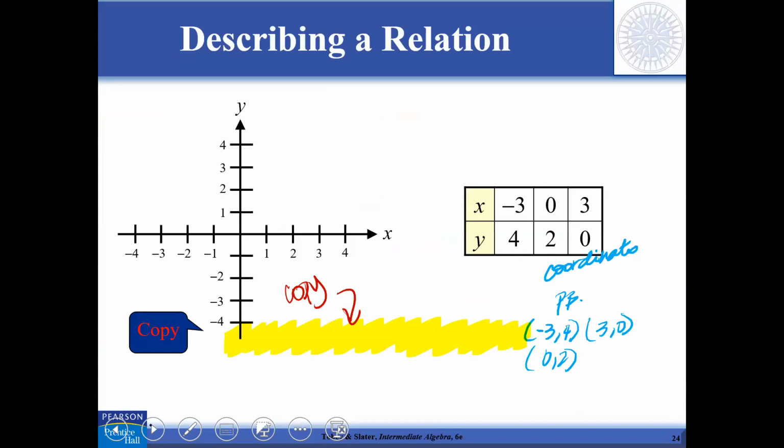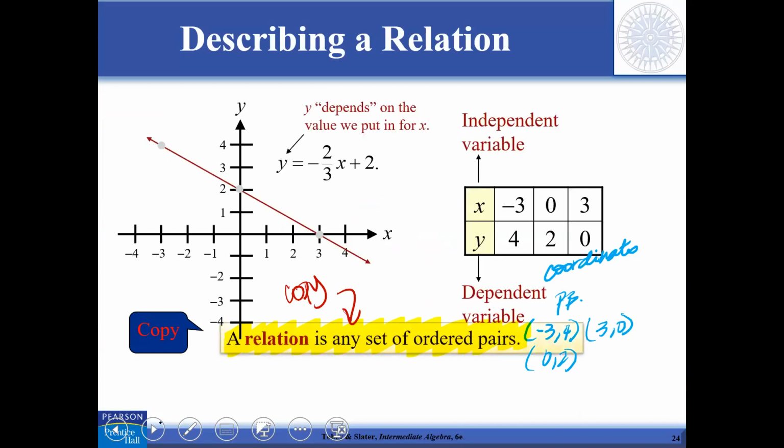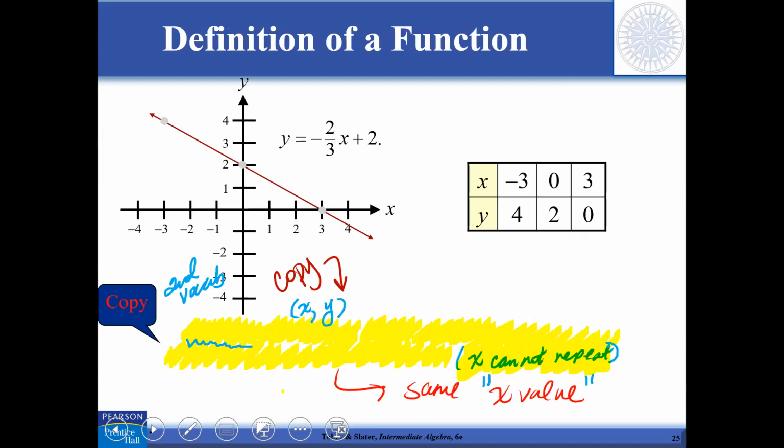Okay, so copy this part down. What is a relation? A relation is any set of ordered pairs. So any set of points, essentially, because here you have 3 ordered pairs: (-3, 4), (3, 0), (0, 2), and that's how we read it off of the chart. If I were to graph this, these 3 points are shown on this line, and you connect the dots and you have a straight line.